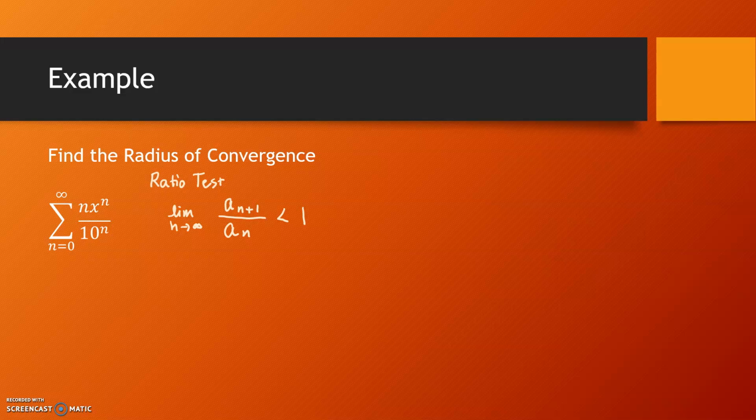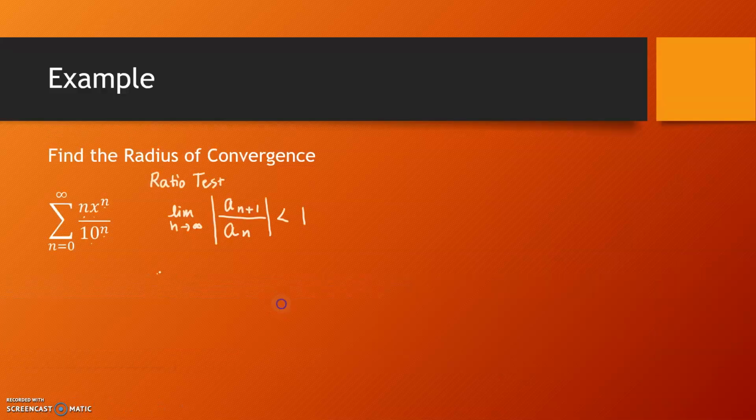The only thing that we're going to add today is that if you're going to use the ratio test, your terms all have to be positive. That's one of the prerequisites for the ratio test. n is positive because it goes from 0 to infinity. 10 to the n is positive because it's exponential. x to the n might be positive or negative depending on what x is. So what we're going to do to fix that is we're going to put absolute value bars around our terms while we do the ratio test.